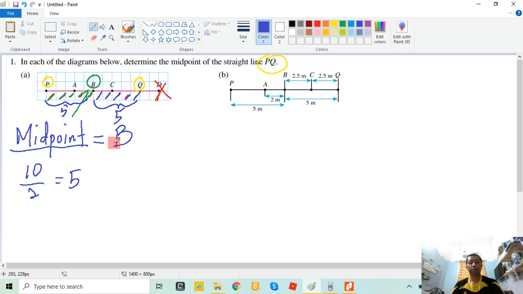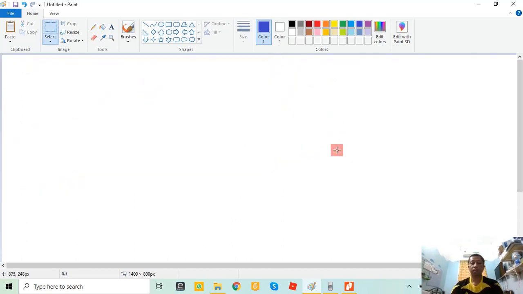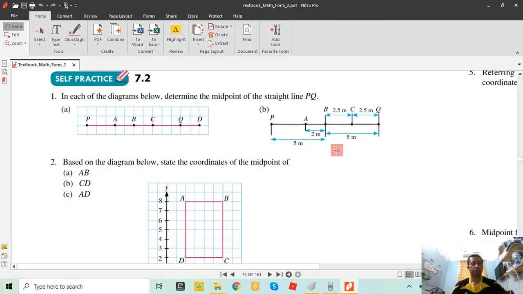Okay, for question B, determine the midpoint of the straight line PQ. So we circle P and Q. This is P, this is Q. So actually, this is very obvious. This is 5. This is also 5 meter. Therefore, of course, B is the midpoint. So we can write here midpoint equal to B. This is too easy. Super easy. Okay, next we go to question number 2.